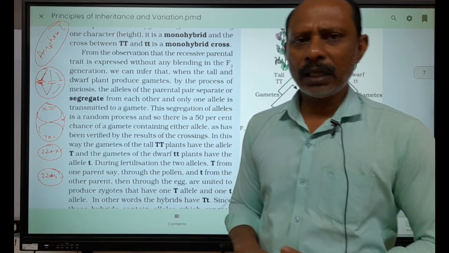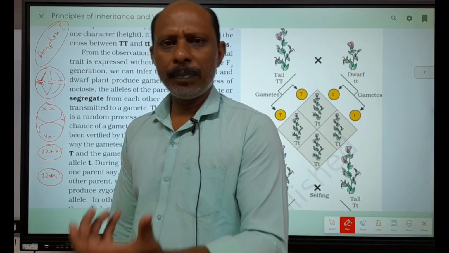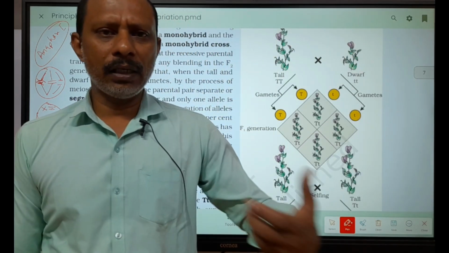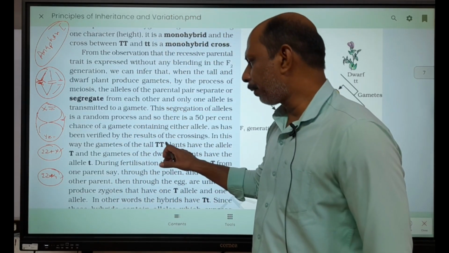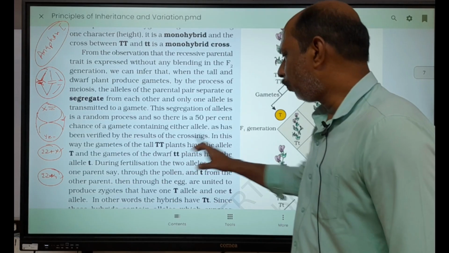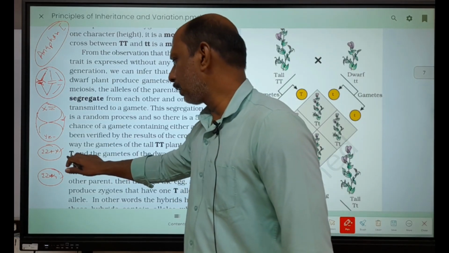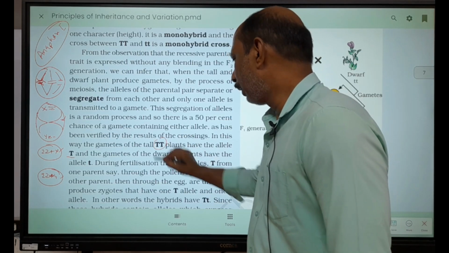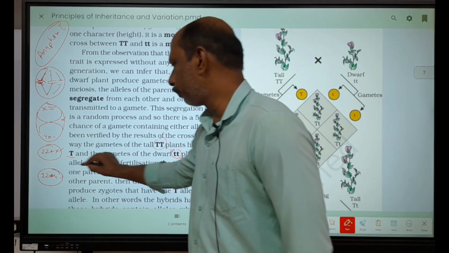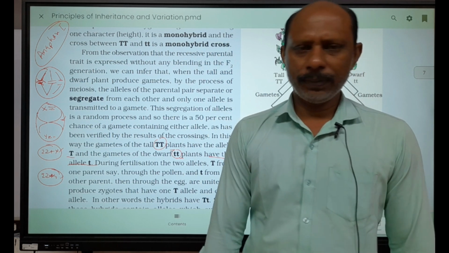But in the case of males, what happens? 50% are 22 plus X, and 50% are 22 plus Y. That is given here. Because both are T, only one type of gamete is there, and it contains T. And the dwarf, which is small t, also contains only one type of allele, that is small t.